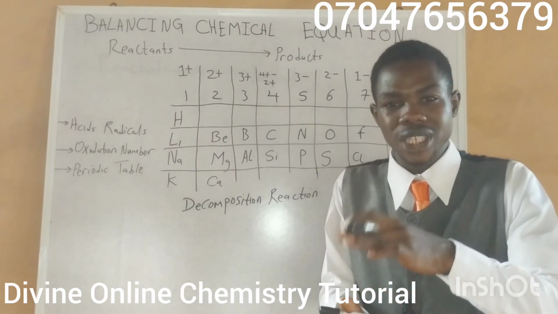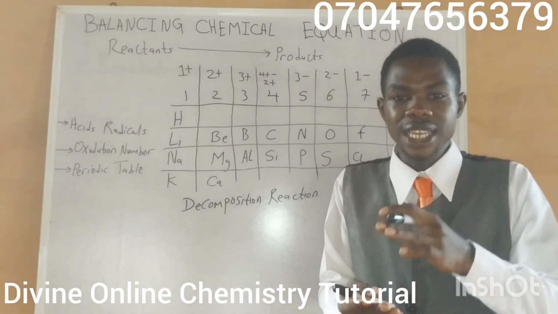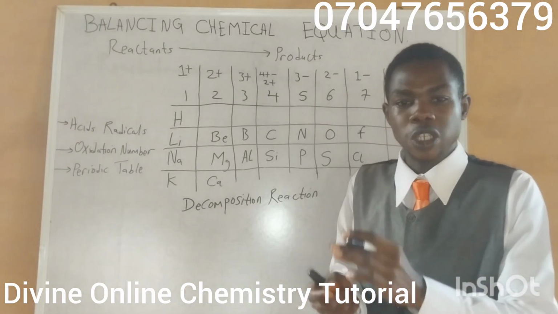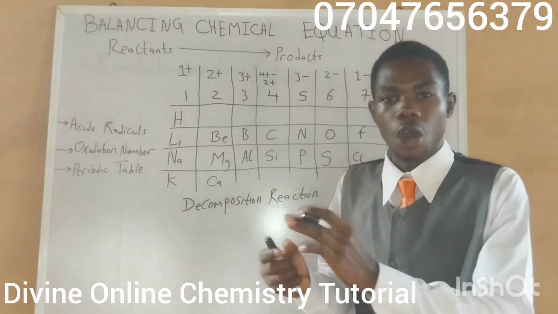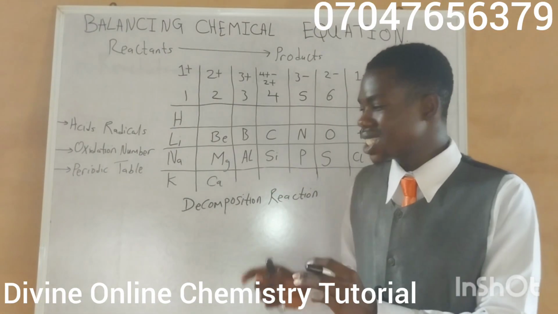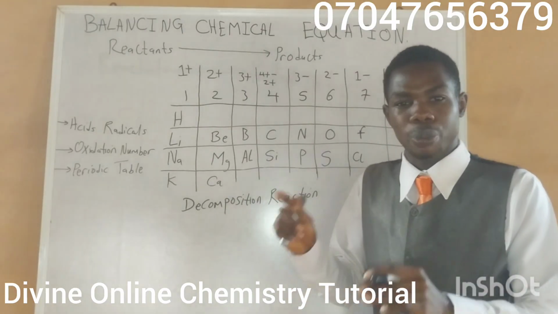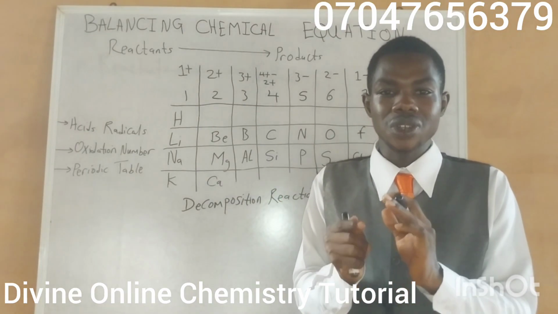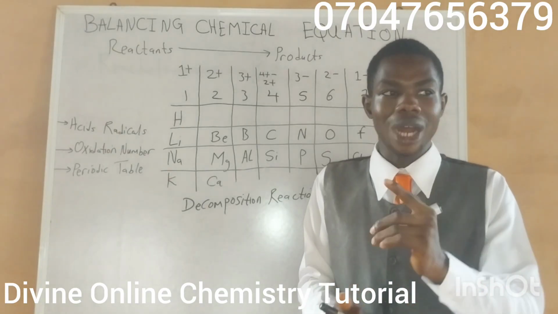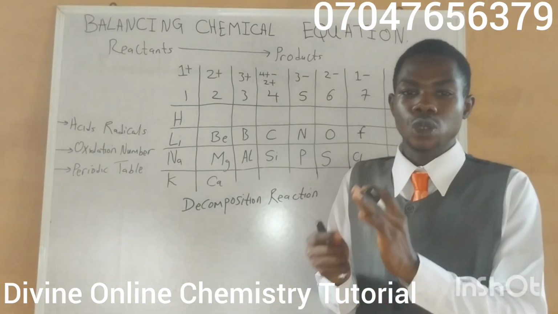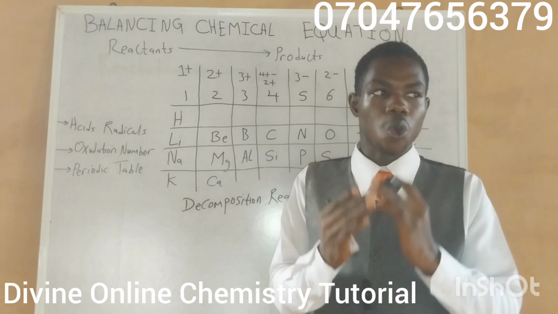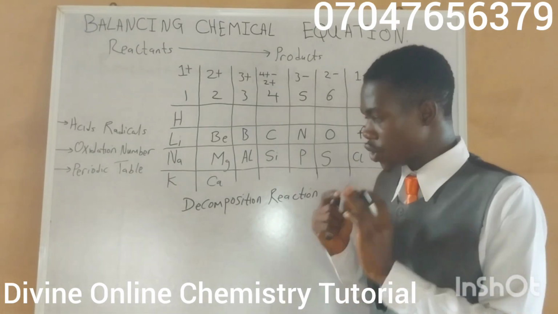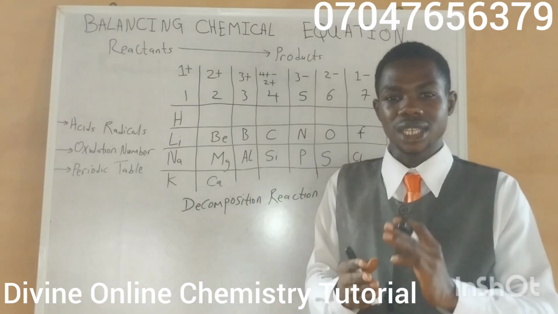Now, what decomposes it? It is heat. It is heat that is involved that decomposes the single compound to form two or more smaller elements or smaller compounds. It is heat that brings about the decomposition. Please take note of that. So in decomposition reaction, a single compound decomposes to form two or more smaller elements or compounds. This is just what decomposition reaction is talking about.